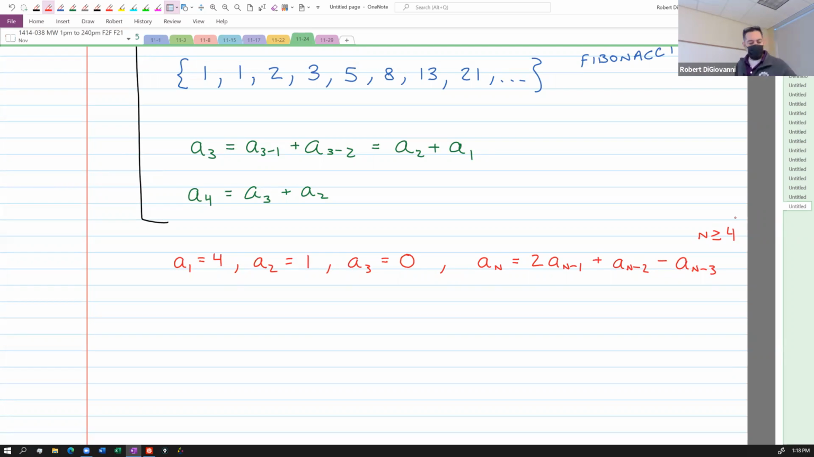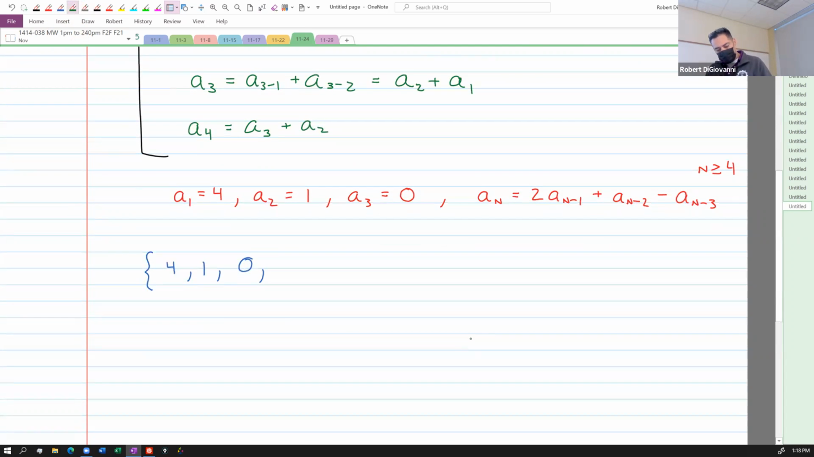So let's write this out. The first term here is a 4, then a 1, then a 0, right? So this says to get the next one, I'll do one of these by hand. To get the fourth one, I need twice the a sub 3 plus a sub 2, and then minus a sub 1. All right.